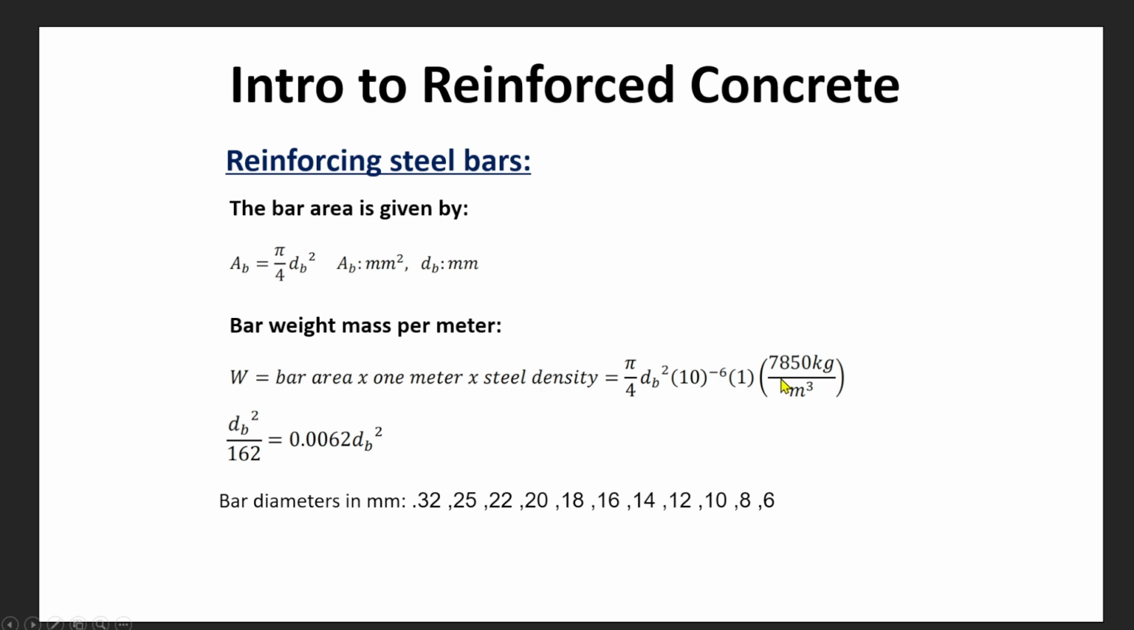By the way, the density of steel is about 7850 kilogram per cubic meter, and therefore we have the final quick equation to compute the bar weight mass per meter. It's equal to bar diameter squared over 162, or 0.0062 db squared. By the way, bar diameters in millimeters are 32, 25, 22, 20, 18, 16, 14, 12, 10, 8, 6.